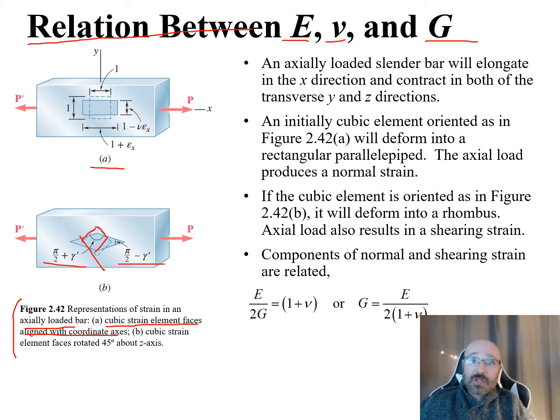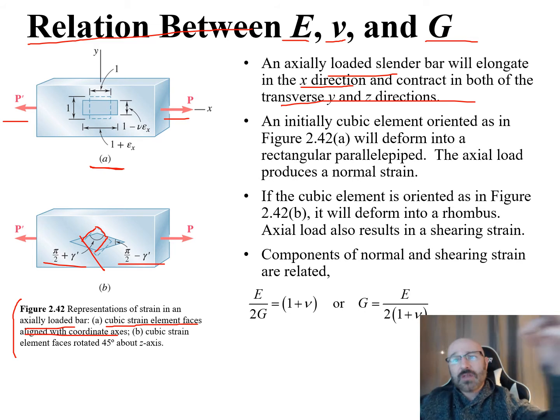So using those as a representation, we have this axially loaded slender bar. If we think about this, it's going to elongate in the x direction and contract in both the y and z directions. Let's go back over to part A. If I pull on this slender bar in both these directions, P and P prime, along the x-axis, it's going to elongate along that x-axis. And when it does that, it's going to force it to contract along our y and z axes. So that makes sense.